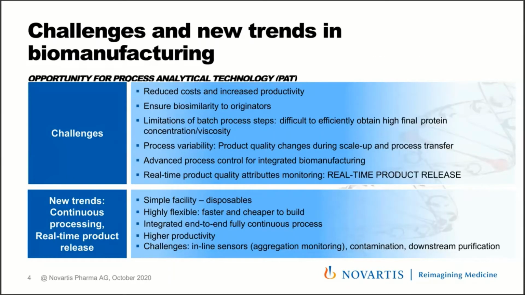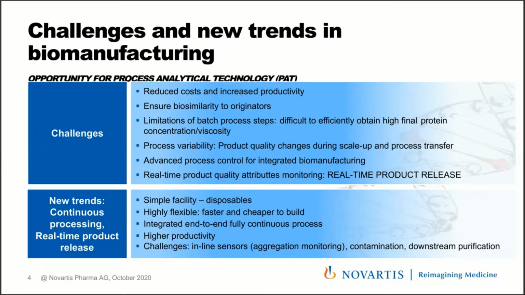On this path we have many challenges. For all biomanufacturing projects and productions, the main focus is to reduce costs and increase productivity. For biosimilar companies especially, it is to ensure biosimilarity to originators. We also have the limitations of current process step development. We have batch process development, and for these batch process steps we have many limitations, like in the case of UFDF, where it is really hard to efficiently obtain high final protein concentrations and viscosity.